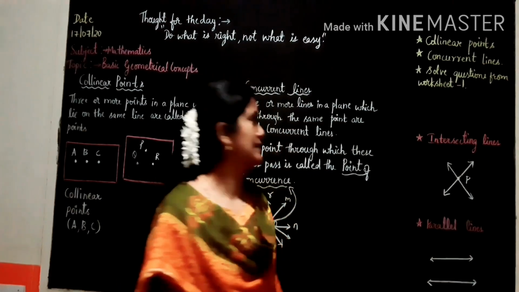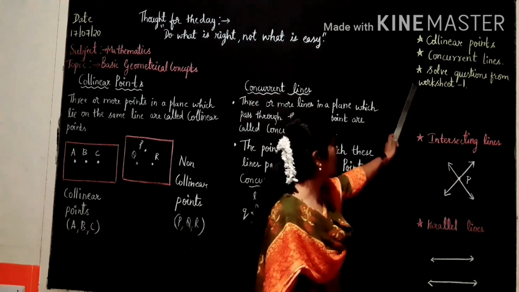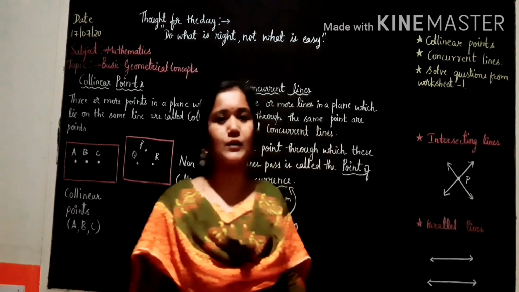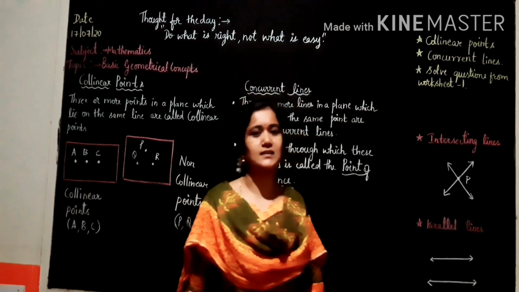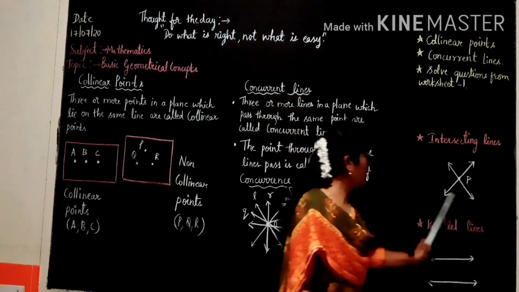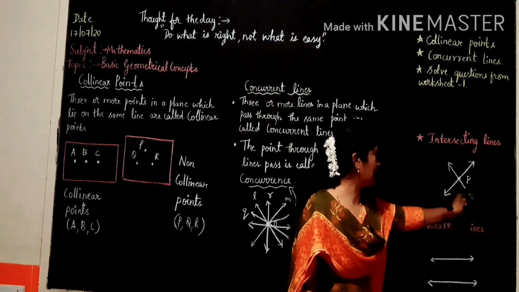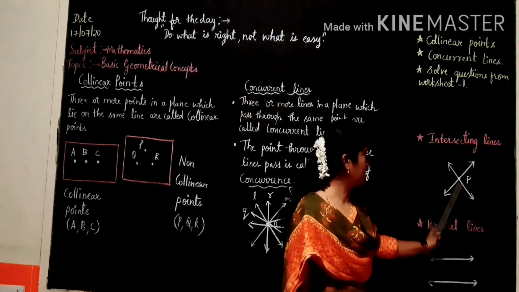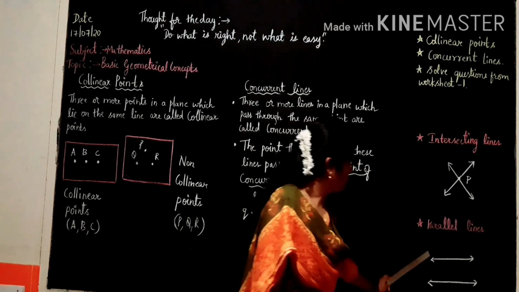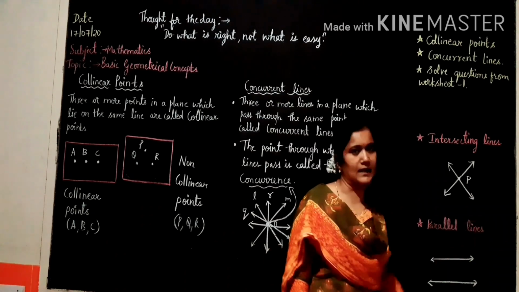Today we are going to discuss collinear points, concurrent lines, and at the last we are going to solve some questions from worksheet number 1. Children, before going to the topic, let us see what we have discussed earlier. First is intersecting lines. Two lines which meet at a point are said to be intersecting lines, and the point where they meet is called the point of intersection. Then two lines in a plane which do not meet anywhere are called parallel lines.